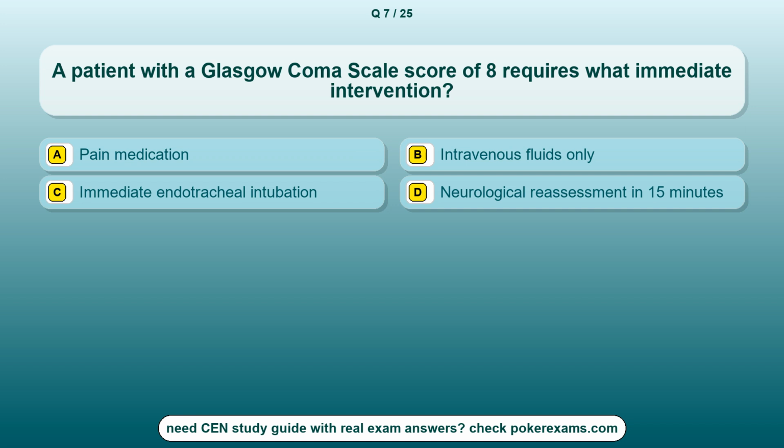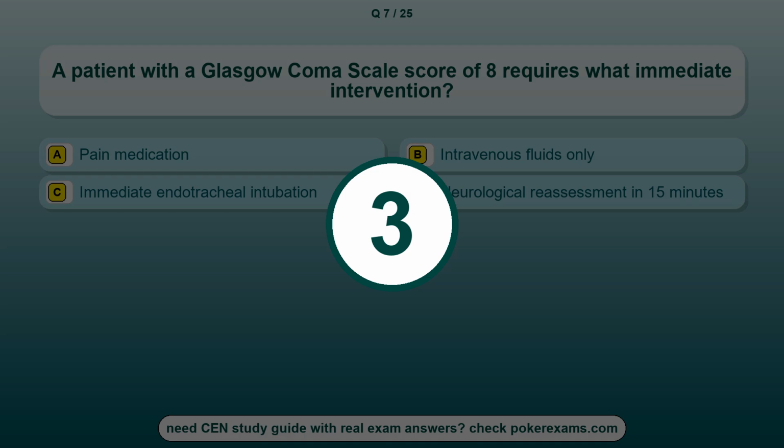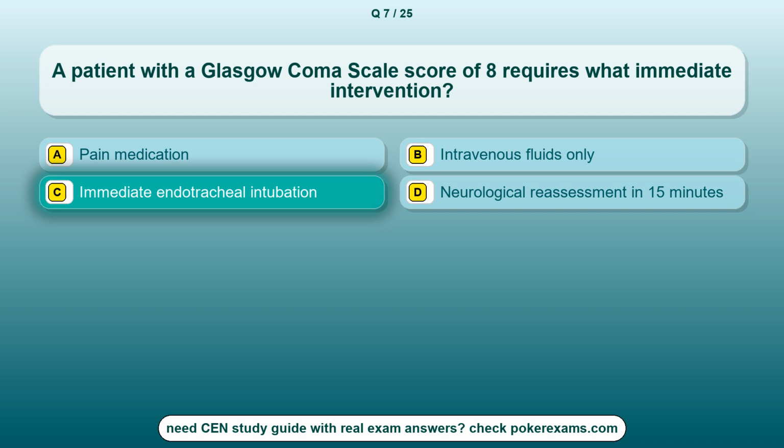Question 7. A patient with a Glasgow Coma Scale score of 8 requires what immediate intervention? Option A, pain medication. Option B, intravenous fluids only. Option C, immediate endotracheal intubation. Option D, a neurological reassessment in 15 minutes. The correct answer is option C, immediate endotracheal intubation.